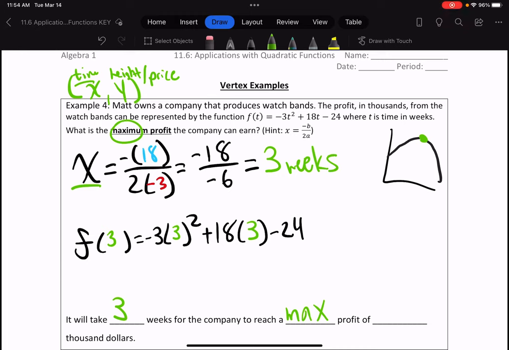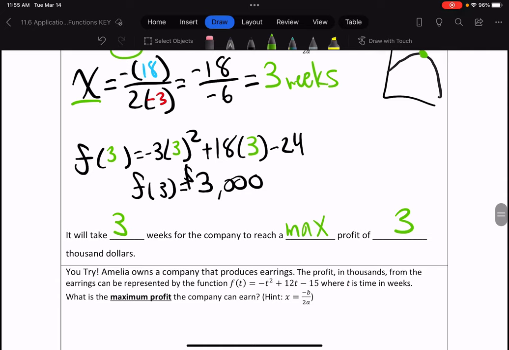So I got negative 3 multiplied by 3 squared plus 18 times 3 minus 24. And so that is going to give us a maximum profit of $3,000, because remember, it's the profit in thousands. So it should be $3,000 from these watches. So it will take 3 weeks for the company to reach a max profit of $3,000. So you could just put 3 here because we already have that 3 or the thousands included in the words below. So we already have it included in our final sentence.